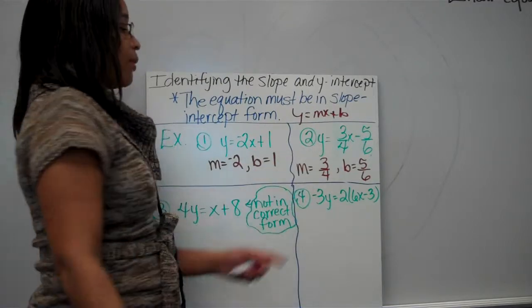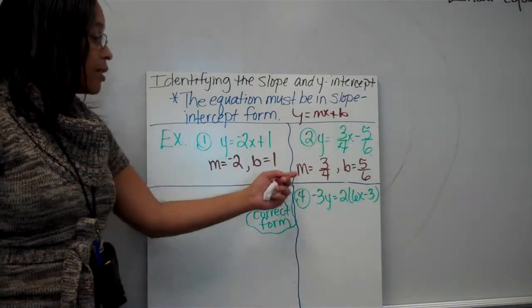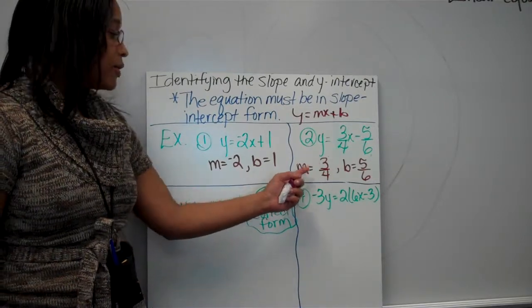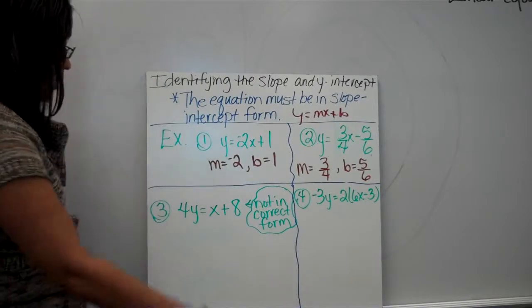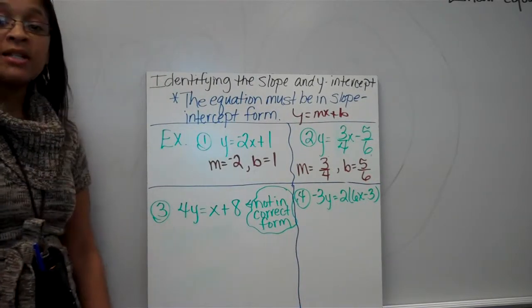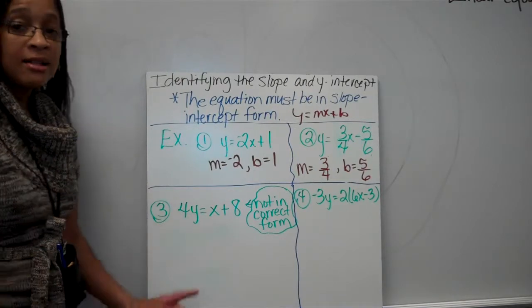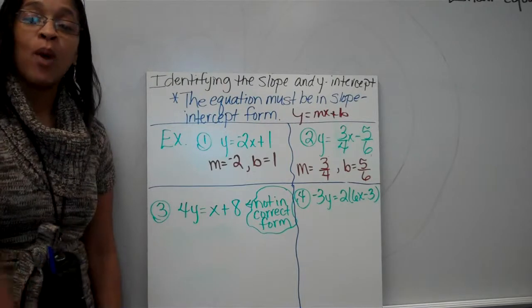In this particular equation, y equals 3/4 x minus 5/6. The slope will be 3/4, and the y-intercept would be negative 5/6. In this example, number 3, 4y equals x plus 8. This is not in the correct slope-intercept form, so I have to solve for y.